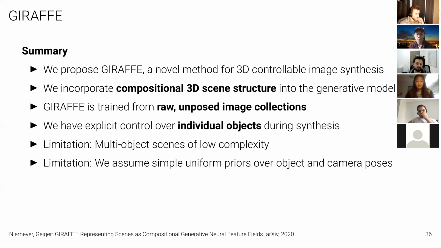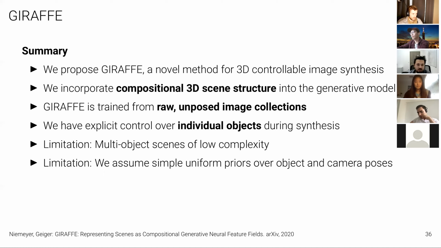And probably also in combination with this, and this actually applies to all of these models, we currently assume very simple priors over object and camera poses. And this works well for these data sets we look at, but if you want to apply this now to, let's say, the COCO data set or KITTI and so on, this probably doesn't work anymore because you cannot just sample uniformly, because it doesn't match your data distribution anymore.